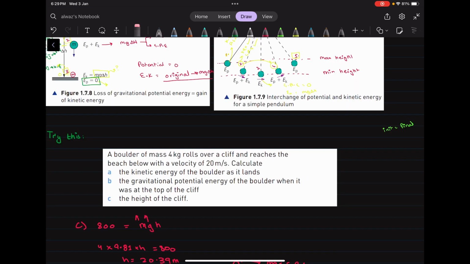Okay, so now we have an example question here. I want you to try this on your own. You can pause the video and try it, and I'll start solving, and then you can compare your answer to mine. Don't worry if you can't, because I'll help you do it now.